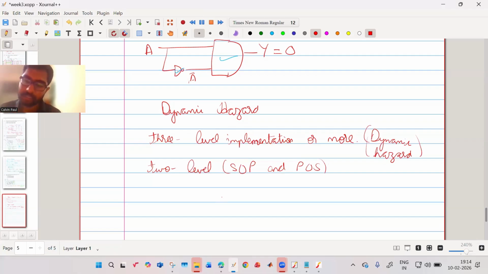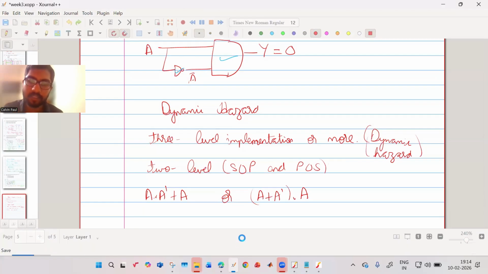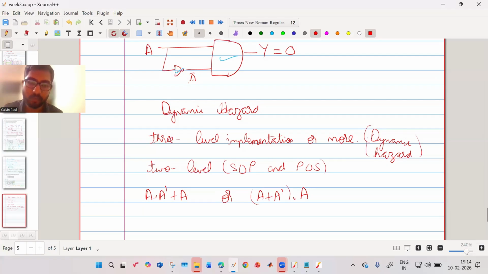Okay, so let us see one simulation. And this occurs when you have something like A and A bar plus A, or A plus A bar and A. In such kind of logical expressions, you can have this dynamic hazard occurring. Because you can see you have an AND and you have an OR, and further like that. Okay.